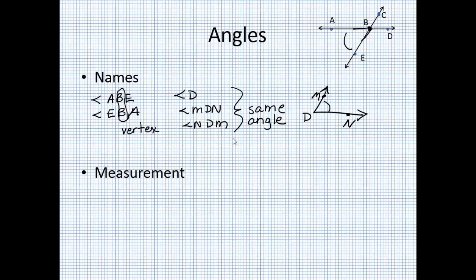Okay, if you measure an angle, let's say we know that this is 45 degrees, the way we write that down is we put an M in front of the angle symbol. Because it's a number, we use the equal symbol.